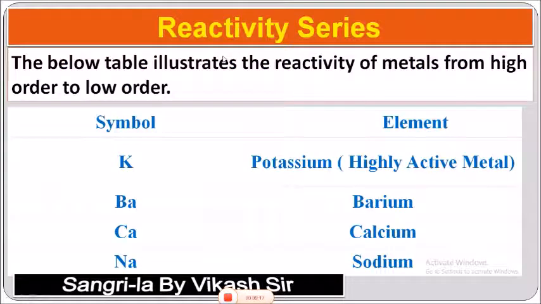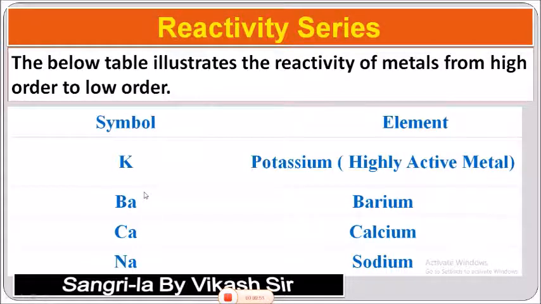Now we must remember the reactivity series of all the metals and some non-metals also. We will find here non-metals; it means we will study about hydrogen basically, and all the rest of the elements will be metals. Here we are writing the symbol K for potassium. Potassium is a very highly reactive metal, and then barium, then calcium, then sodium. You must remember this reactivity series.